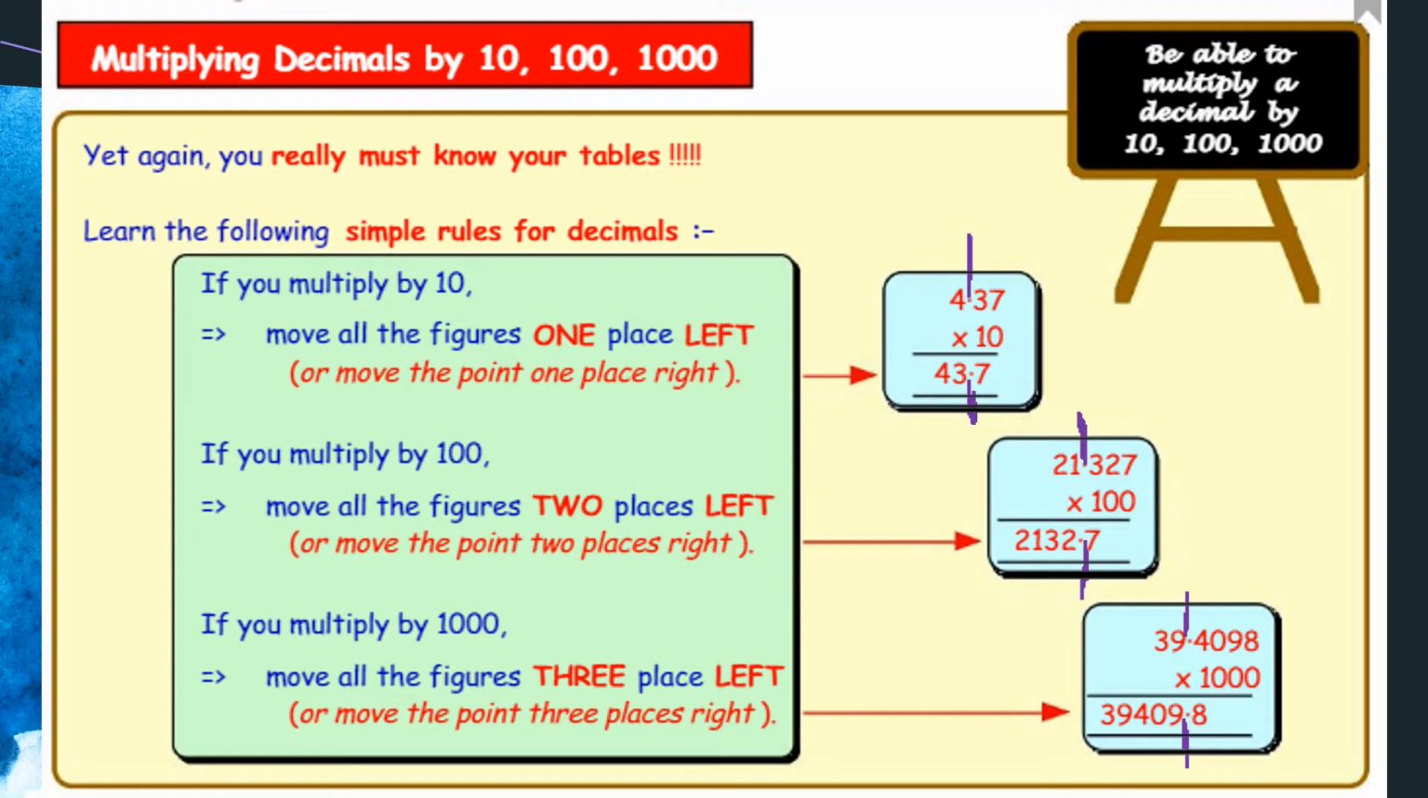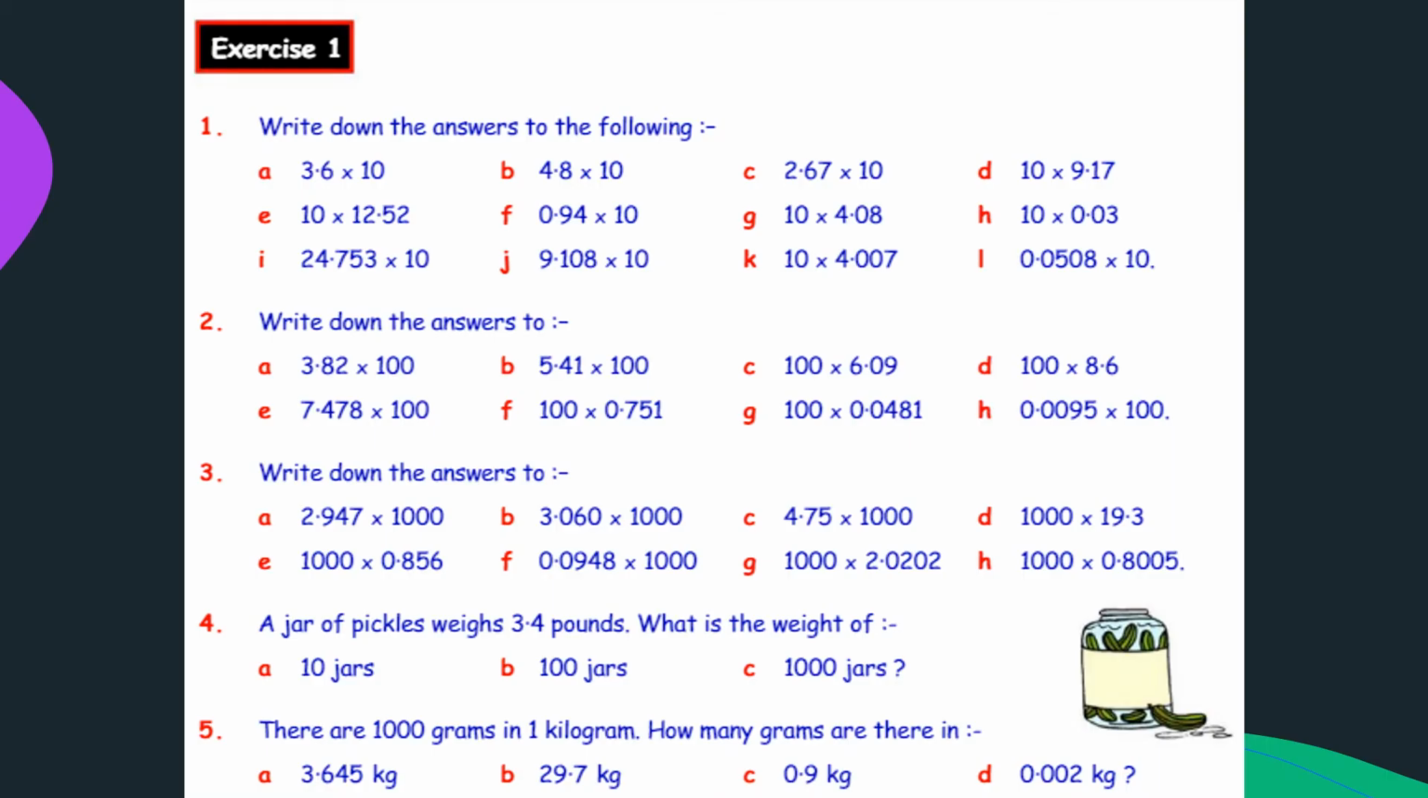So the 3 in the first one, 4.37, the 3 jumps over the decimal point. In 21.372, the 3 and the 2 jump over the decimal point. And in 39.4098, the 4, 0 and 9 jump over the decimal point in order to get to their new column. This is all about the numbers moving columns, and the decimal point staying still.